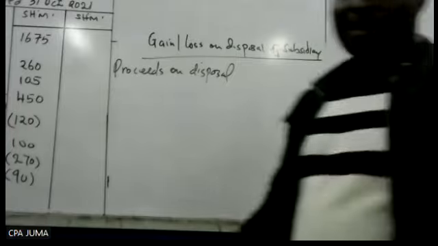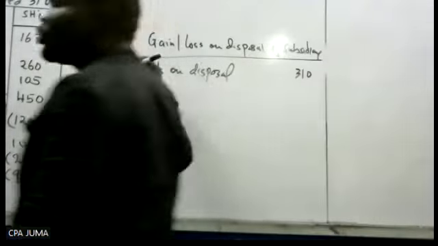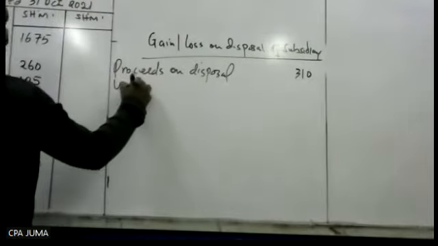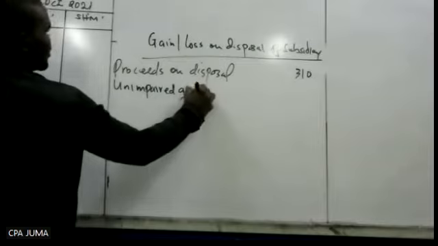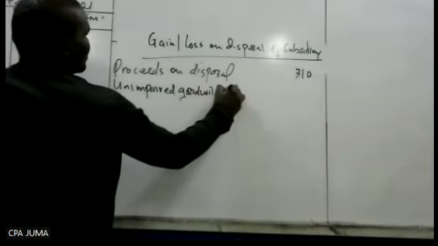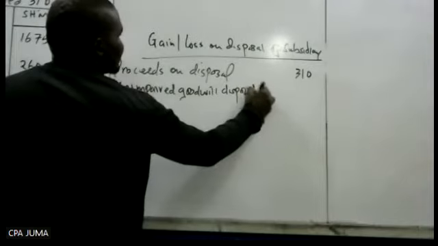They sold it at how much? 310. Yeah, it was sold for 310. Check unimpaired goodwill disposed. I remember it will pay about 30, so it was 30. Check that working you did for goodwill. For the subsidiary disposed, we got 30.